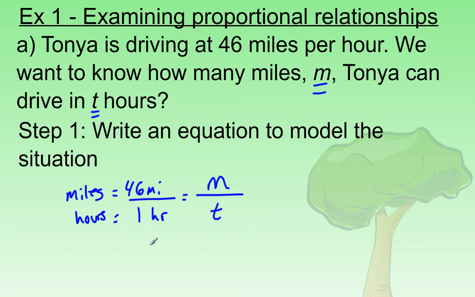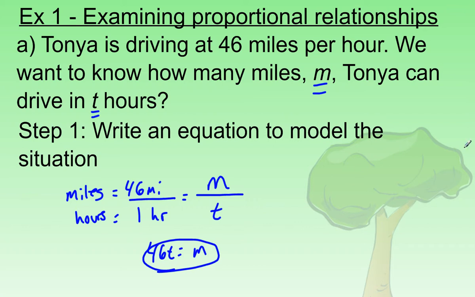So let's do that. We get 46t equals 1m, and we're solving for m. We're getting the m by itself, so we're actually done. We don't need to divide by 1. I mean, you could, but it doesn't do anything. So m equals 46t. So for every 1 t, for every hour, you're going 46 miles. So this is a relationship we're going to use, and eventually we're going to turn this into a graph.